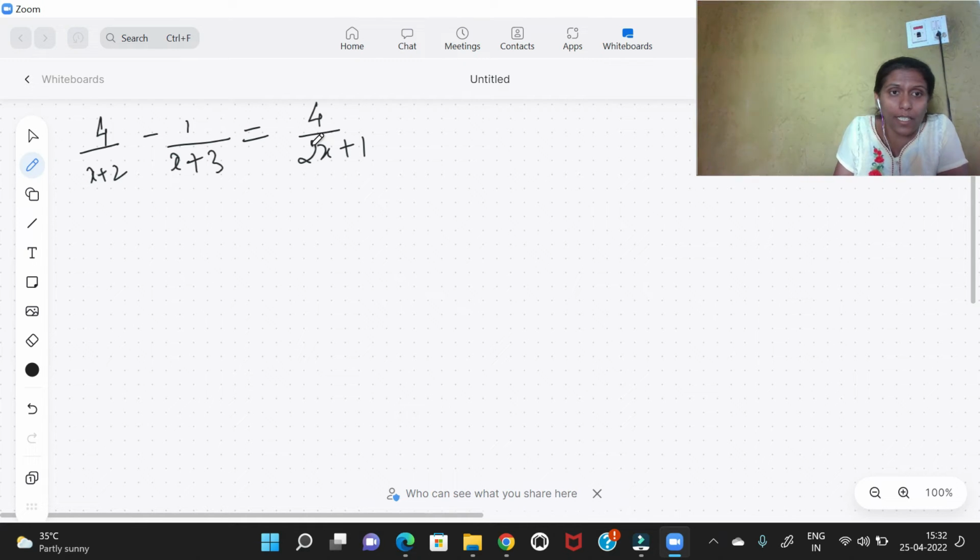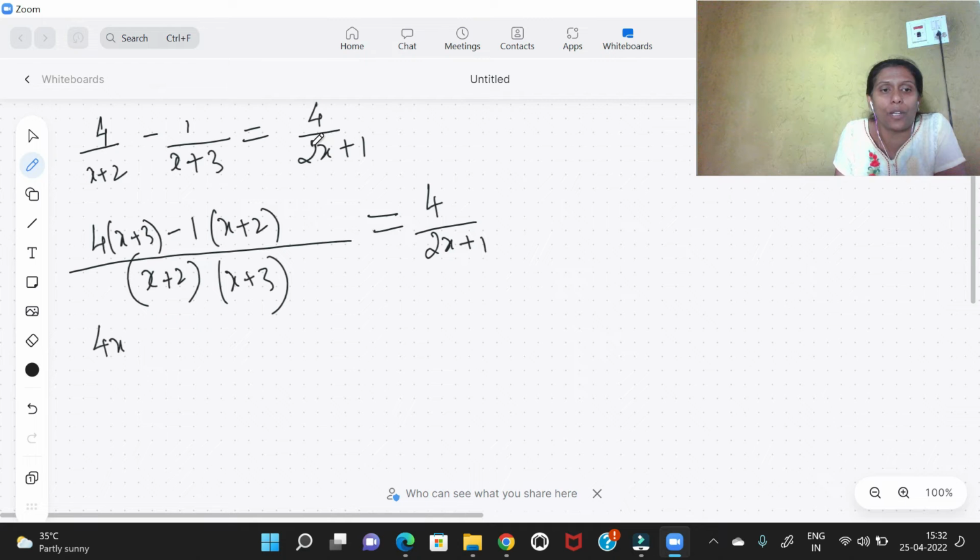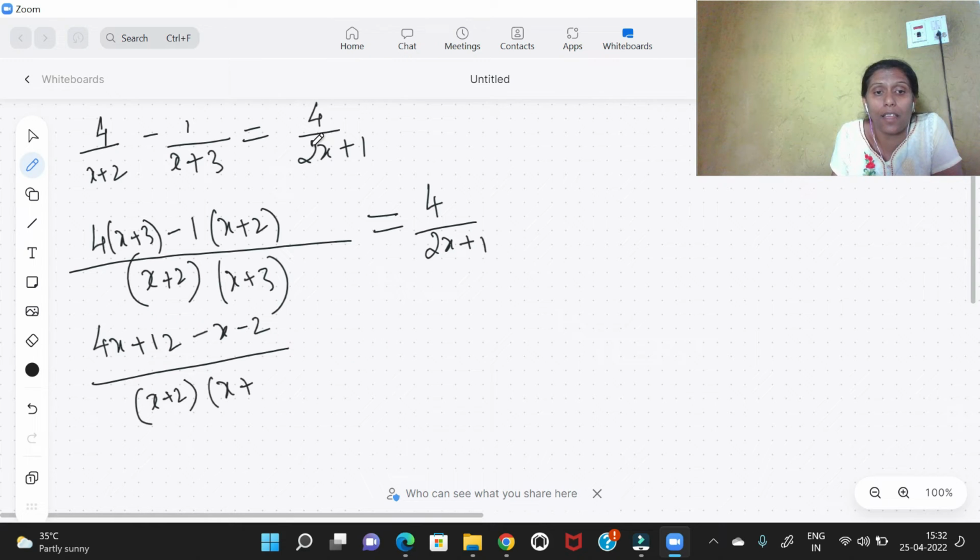Okay. So the LCM is nothing but your x plus 2 into x plus 3 whole thing, by 4 into x plus 3 minus 1 into x plus 2 is equal to 4 by 2x plus 1. Done. So now go for its individual substitution. 4x plus 12 minus x minus 2 divided by x plus 2 into x plus 3. Of course, this looks to be a little bigger sum where you need to be more careful.